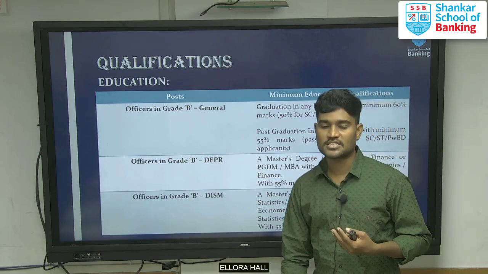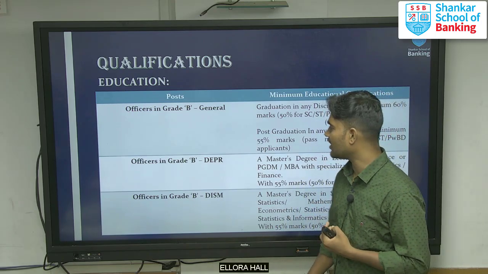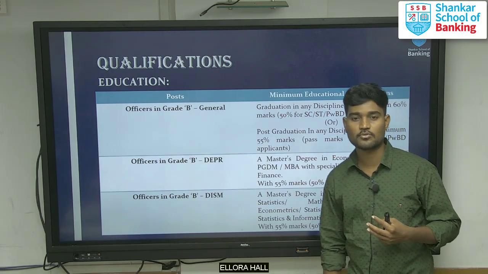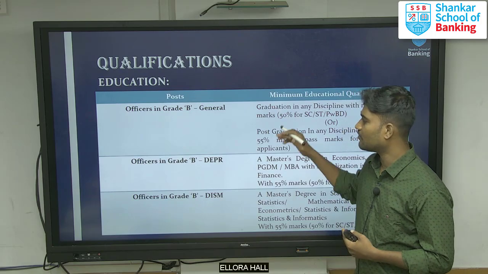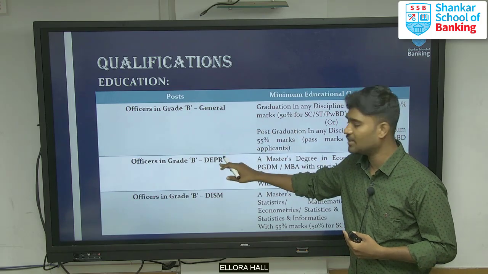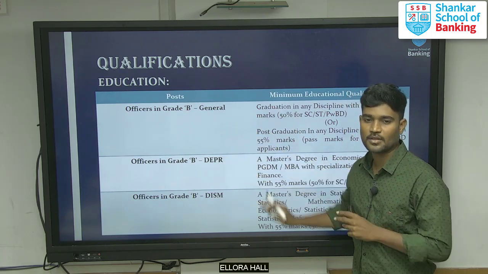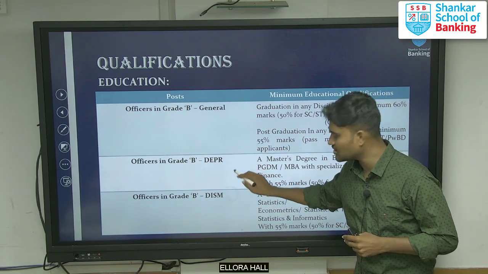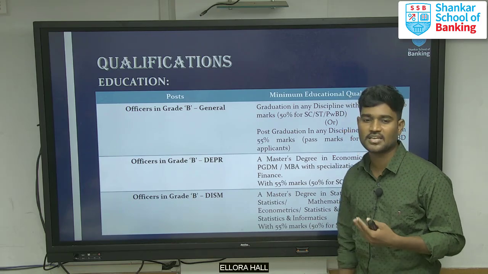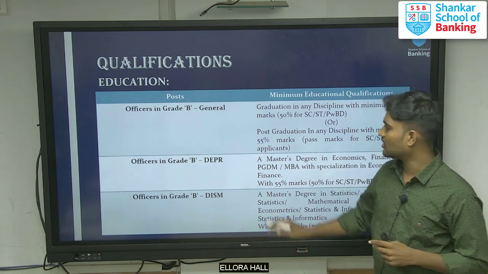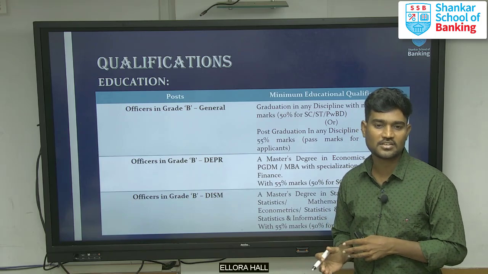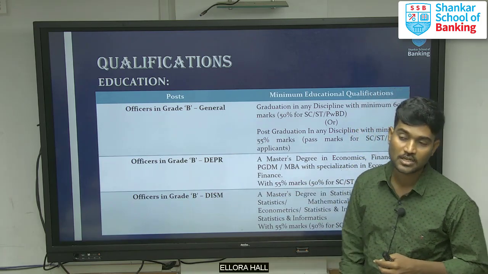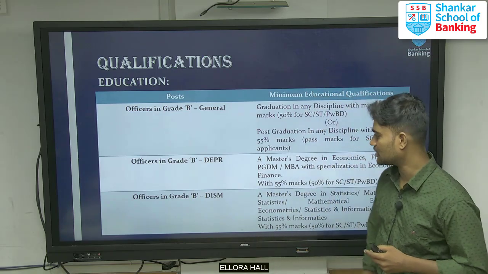So many students said like that, we are eligible for both the posts. Can we apply for both the posts? Of course, you can apply for both posts. You can apply for Grade B DEPR and Grade B General, or Grade B General and Grade B DSIM. You can apply for any one of these two: DEPR, DSIM, any one. But RBI Grade B General is common to all, so you can apply for any two of the posts. Among three, any two of the posts you can apply for, right?